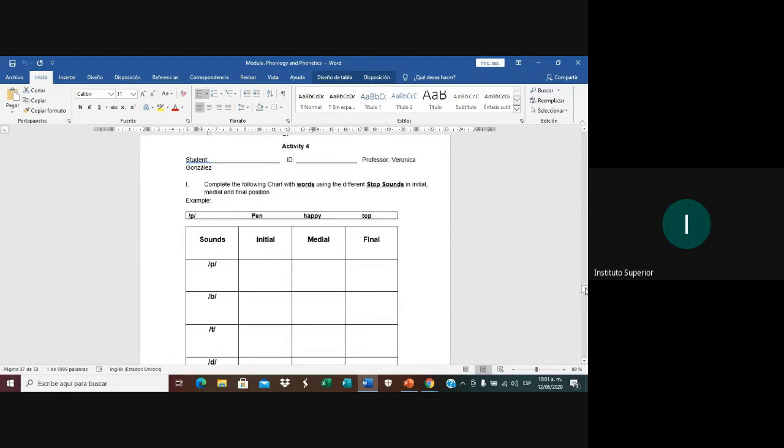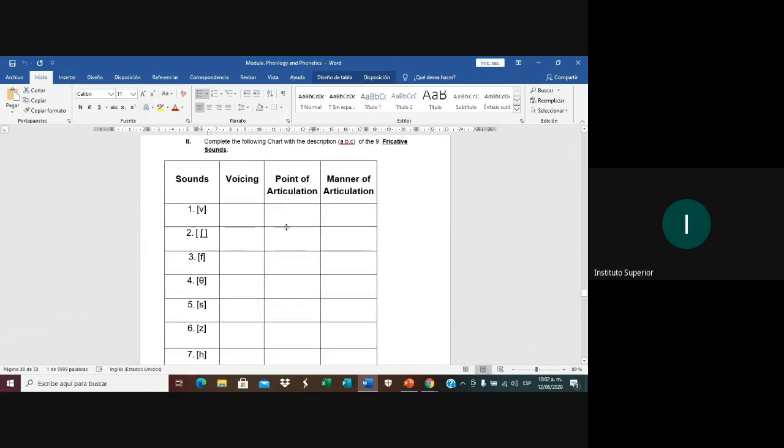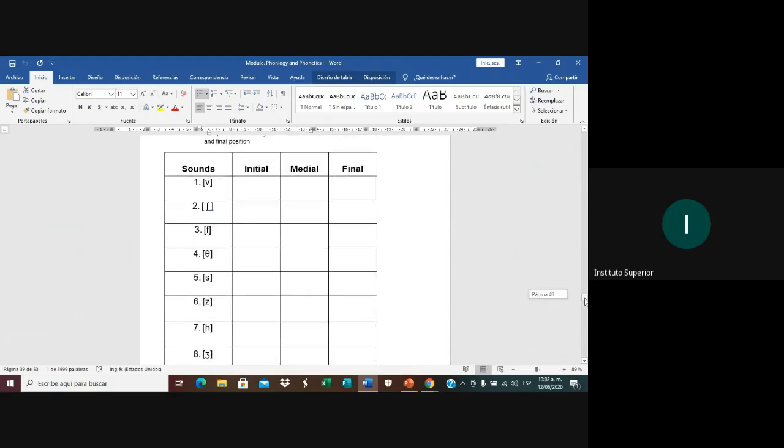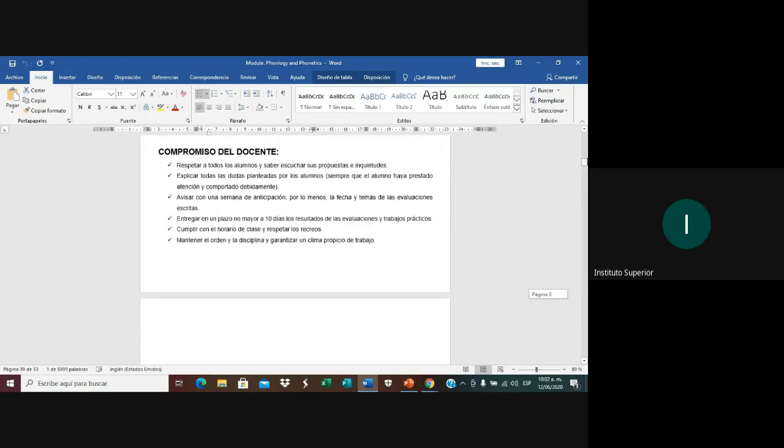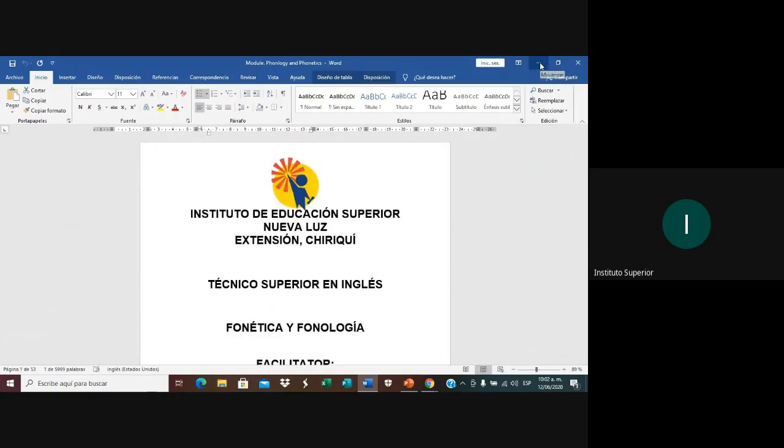The second activity is to research words that have these sounds in initial, medial, and final position. You can find them on the internet, in a book, as you want. Remember, sounds. Some people try to write the word as they see it in an orthographic way. No, this is the sound, okay? Remember, some words in English are written in one way but pronounced in another way. Don't forget this part. And also here, we have another sound in order to write the voicing, the point of articulation, and the manner of articulation of each of these sounds. You can practice a lot with this information because phonetics and phonology are a lot of practice.